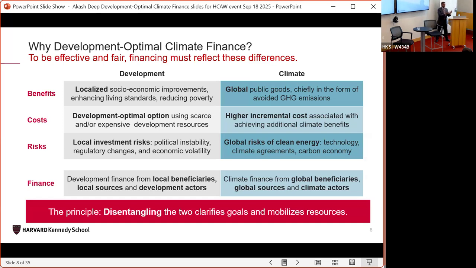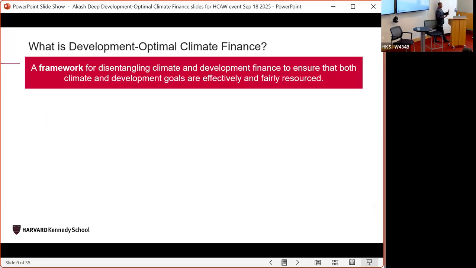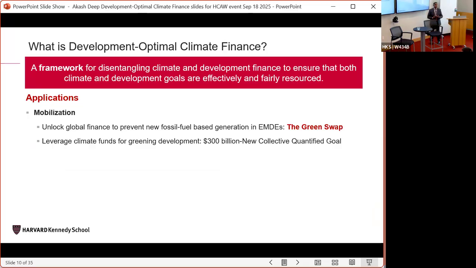That's not to say that we are saying let's forget about the climate and do development. But the goal is to say, let's think about what is development optimal, and then let's think about the incremental benefits, costs, and risks that need to be in place to be able to get the right climate solution. Right? And as I said, this idea of development optimal climate finance is not something that we started with.